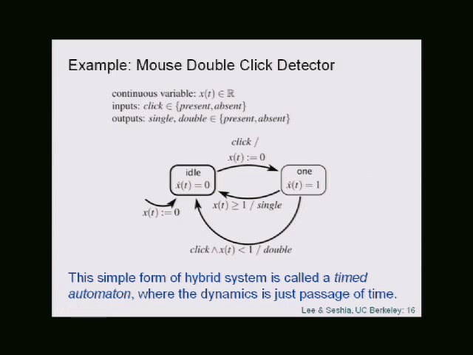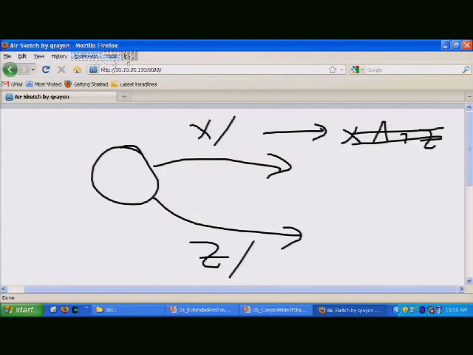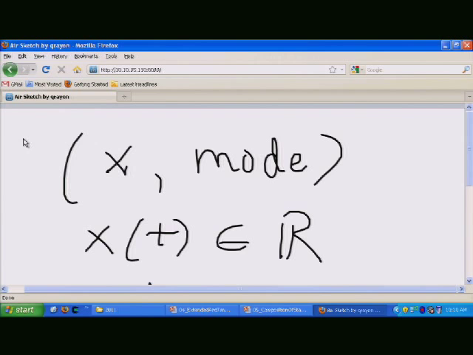So in this case, the state of the system is going to be a pair: x, which is the timer variable, and the mode. And x of t is a real valued quantity, and the value of mode at any time t is going to be an element of {idle, 1}.